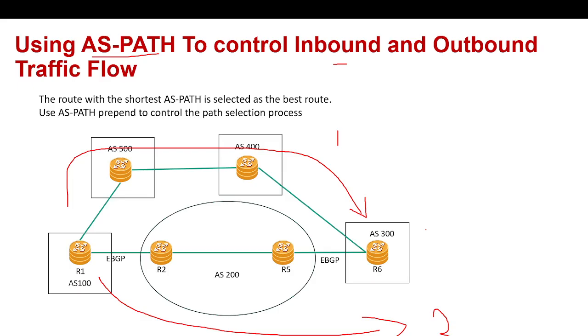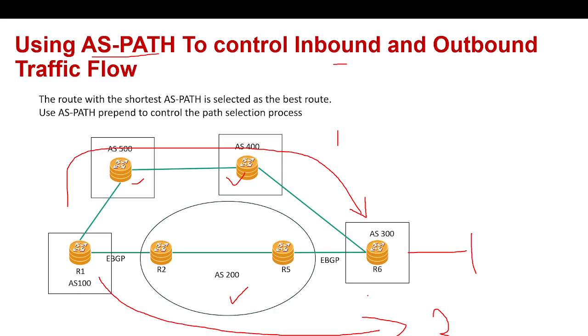So my question was, you have this kind of setup, you have R1 in AS100, and then you have AS500, AS400, AS200 and AS300. You have a destination network connected to AS300. You have the upper path, you have the lower path. Which one will be used for forwarding traffic?